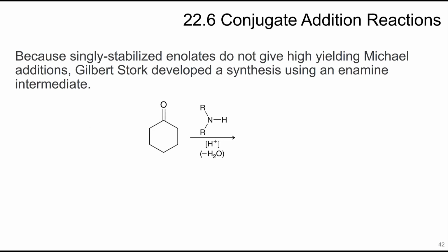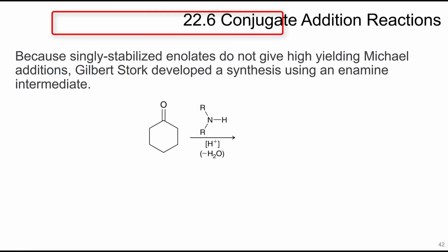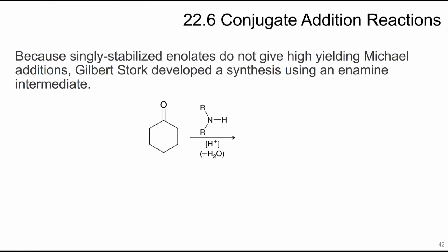Singly stabilized enolates do not give high-yielding Michael additions, and Gilbert Stork developed a synthesis using enamine intermediate, and Gilbert Stork would be the equivalent of my, I think, great-grandfather in PhD family tree. My boss's boss worked for Gilbert Stork. So that's my PhD lineage there. So Gilbert Stork is in my family tree for PhDs.